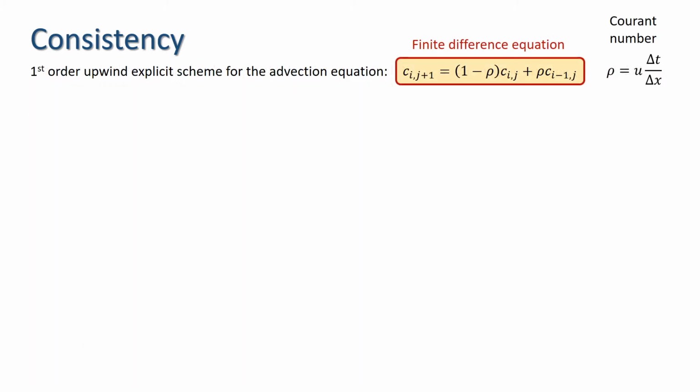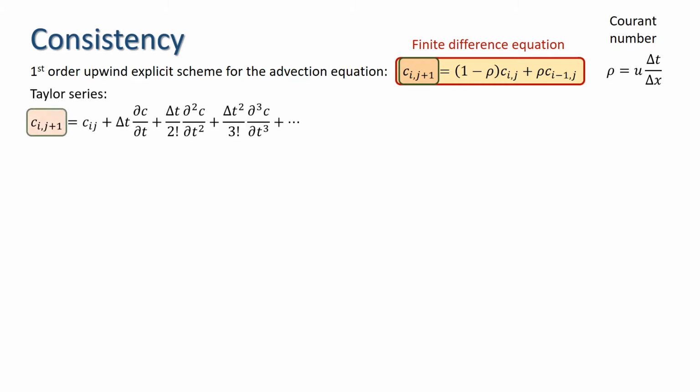Here's the finite difference equation for the first-order upwind explicit scheme for the advection equation. If we look at the individual terms, on the left-hand side we have Cij plus 1. Let's look at the Taylor series expansion for this term. We have Cij plus delta t dc dt plus delta t squared over 2 factorial d2c by dt squared plus delta t cubed over 3 factorial d3c by dt cubed plus higher order terms.